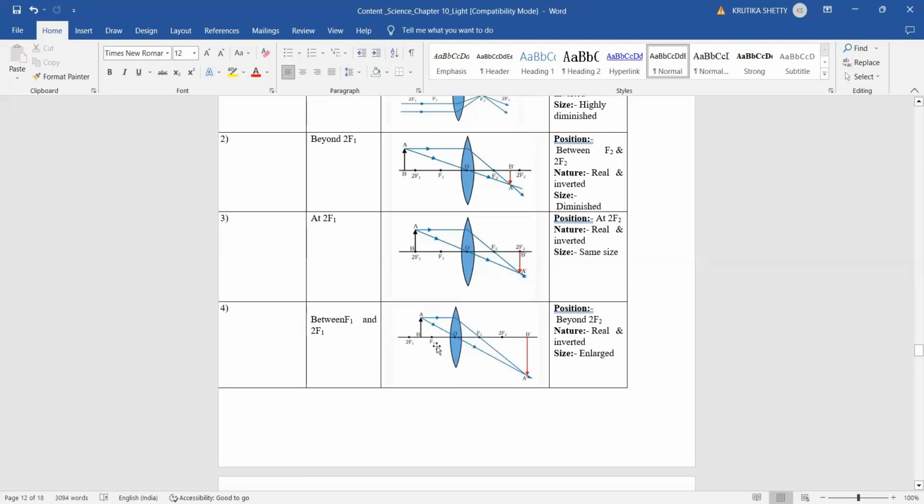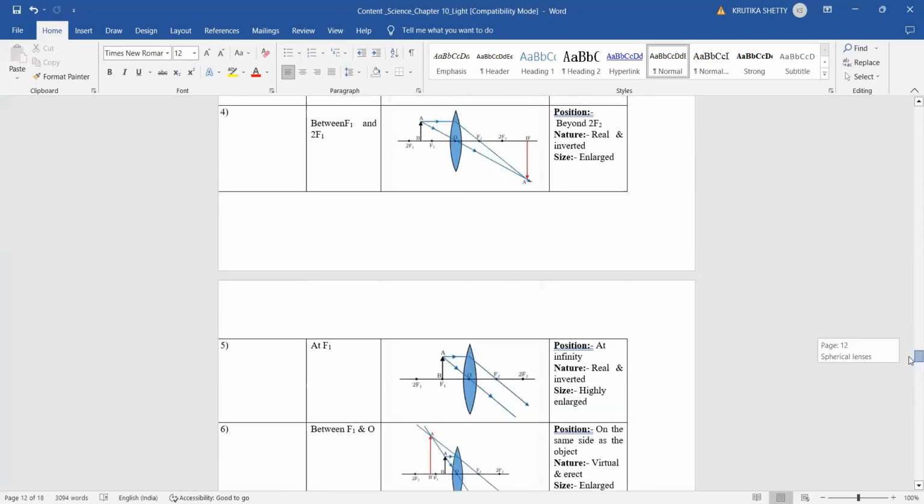Fourth case, the object is between F1 and 2F1, that is, between the focus and the center of curvature. The image is formed beyond the 2F2 point. This is also real and inverted and it is enlarged. So first two cases diminished, third case same size, fourth case enlarged.